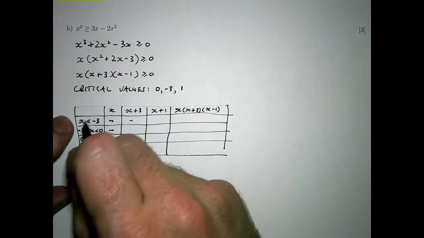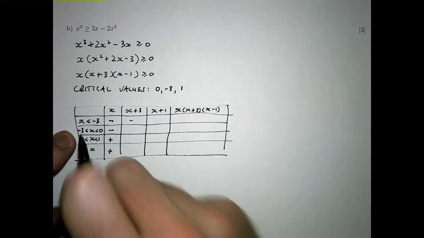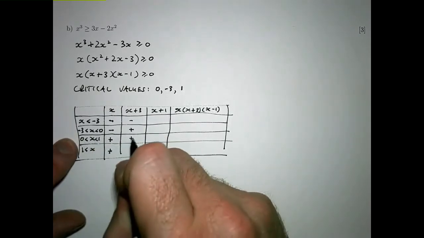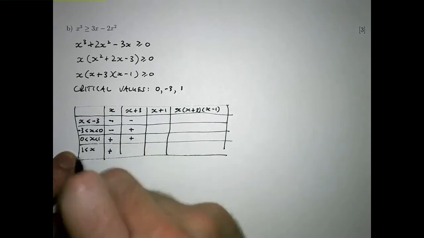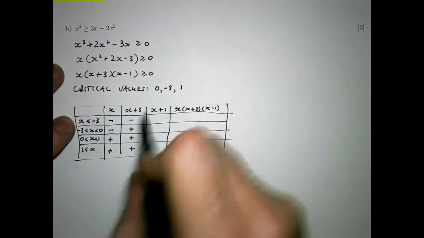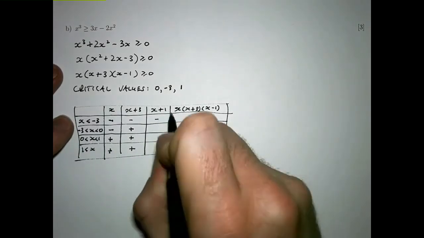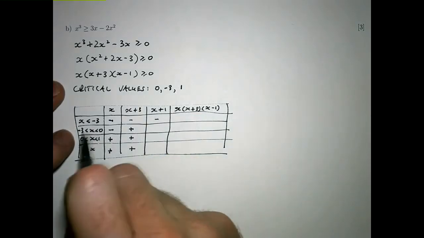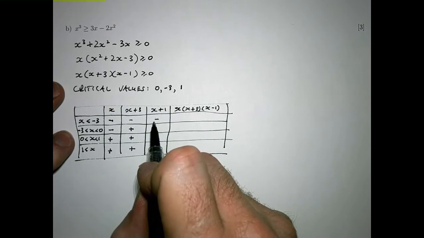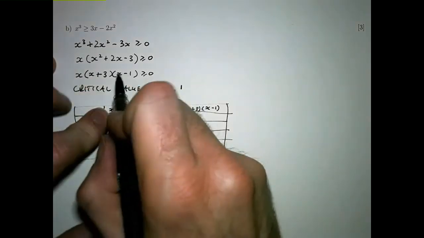Now we've got 3 critical values. So we start with, this order is also so important, we start when x is less than minus 3. Then we have from minus 3 up to the next biggest value, not 1. It's very important that we do the order correctly. Then we have from 0 up to 1, and finally we have greater than 1.